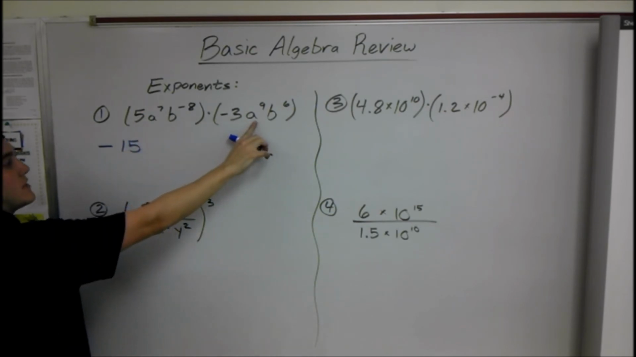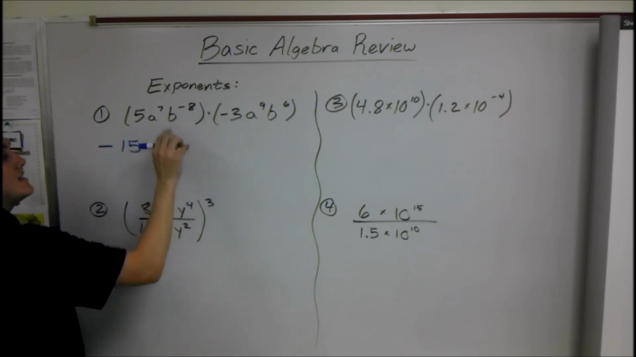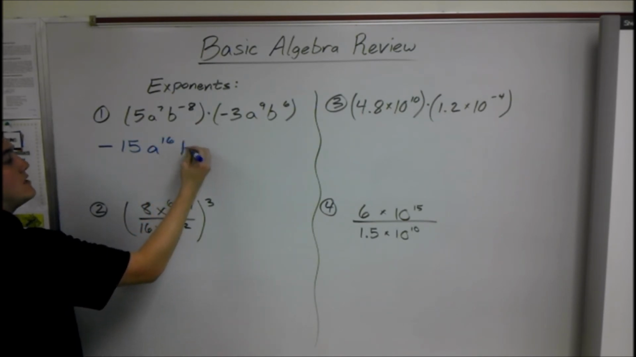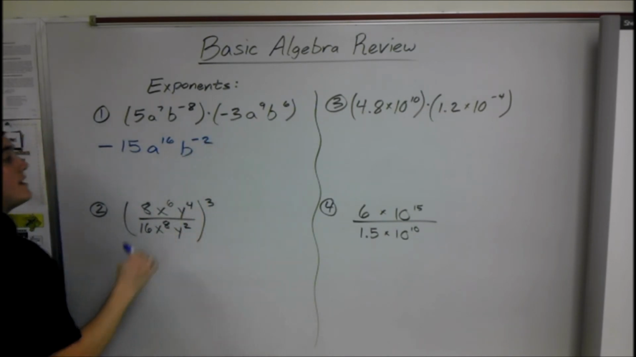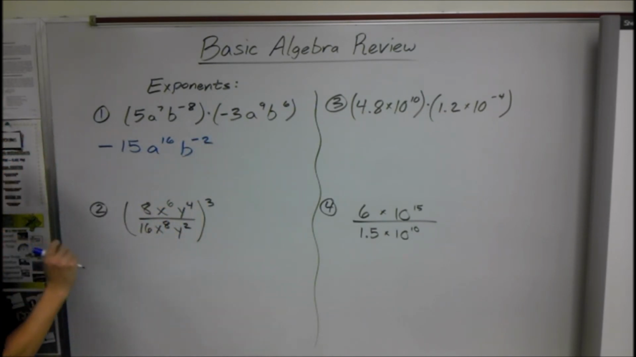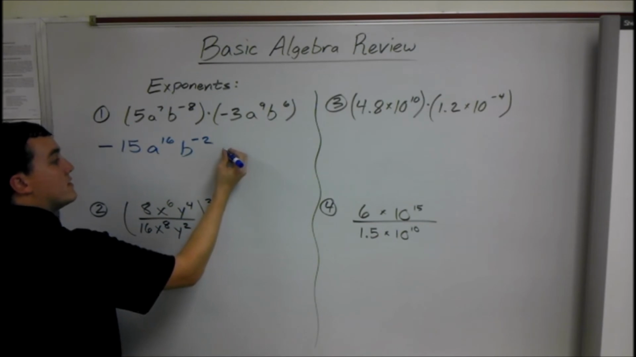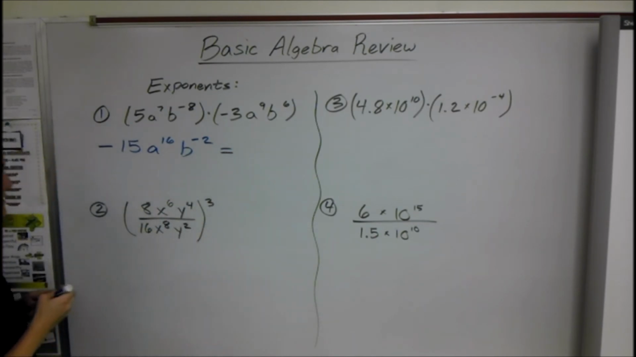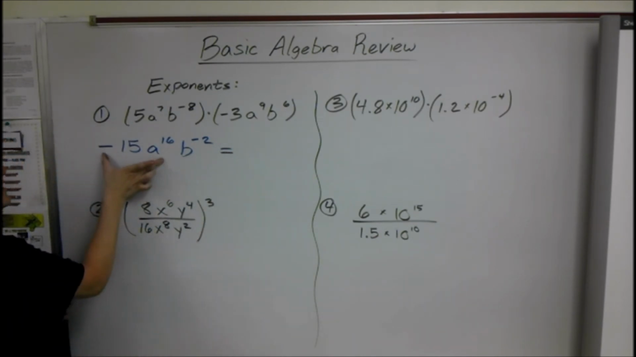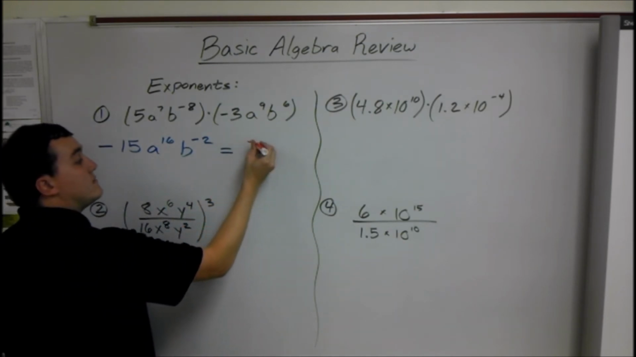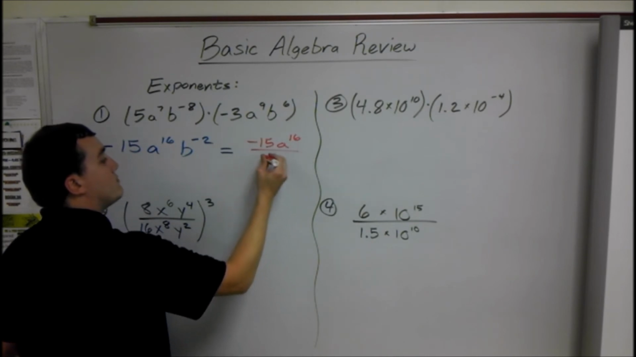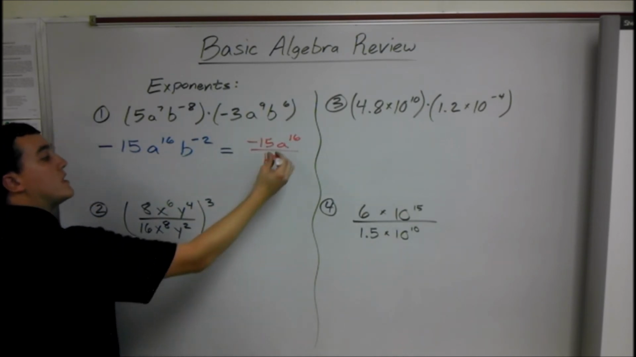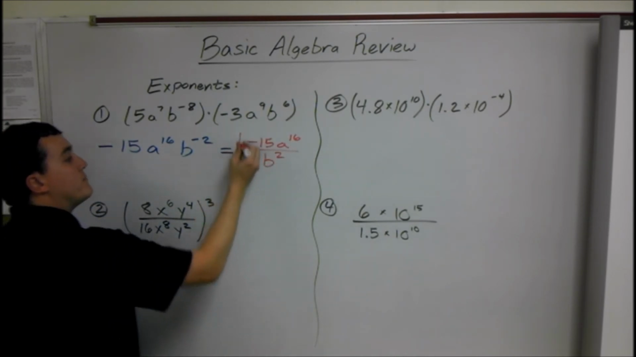8 to the 7th times 8 to the 9th. When you're multiplying, add the exponents. So it's going to be a to the 16. And b to the negative 8 plus 6, which is negative 2. When you have a negative exponent, you have to flip it. So the b is going to go on the bottom, and it's going to give us our answer. Everything else stays up top. Negative 15, a to the 16 over b. Once you flip it, it becomes positive. All right?